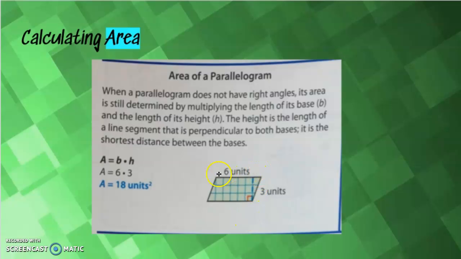So the base would be here, 6 units. Okay? And the height is the line segment that's perpendicular to both the bases. So you can see here, it's not this line, it's this blue line. That is the height, as you can see indicated by the right angle symbol. So in this case, we just do 6 times 3, which is 18 units squared.